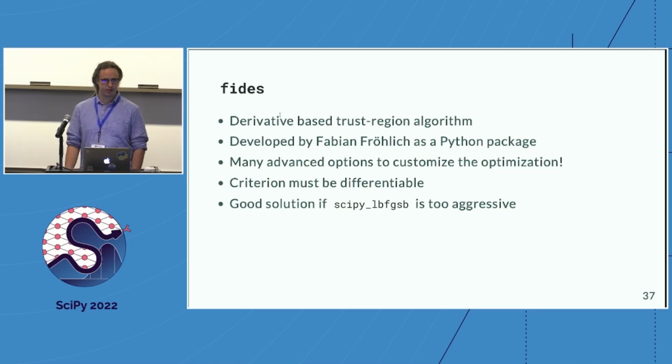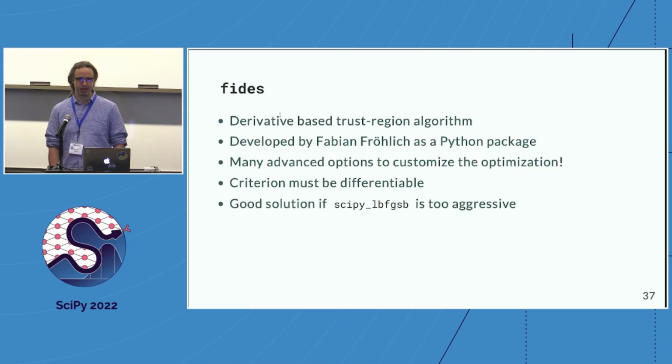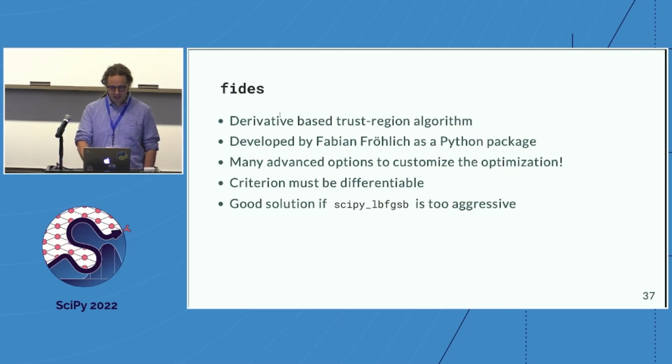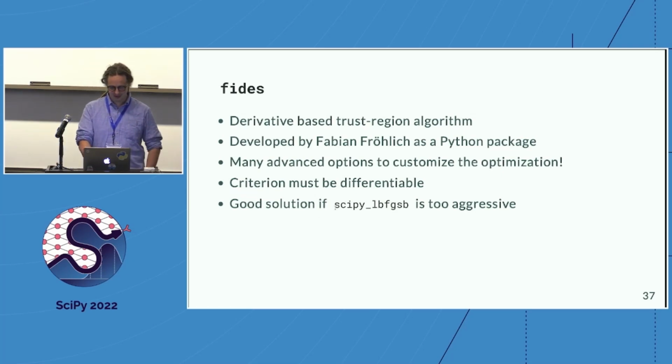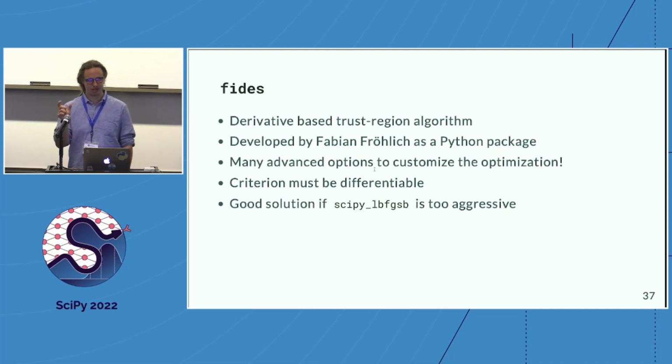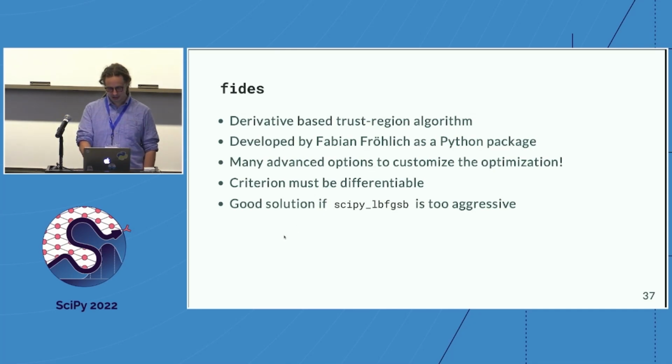FIDES is a not very well-known algorithm. It's actually a standalone Python package that we wrap. It's a derivative-based trust region algorithm, has similar use cases as LBFGSB, but it actually works better in cases where LBFGSB is too aggressive. So sometimes if your code is numerically unstable, LBFGSB usually will find it in the second or third iteration. And with FIDES, you have a few advanced options that you can set, like the initial trust region radius that limits that a bit. Yeah, both of them are used a lot in practice.